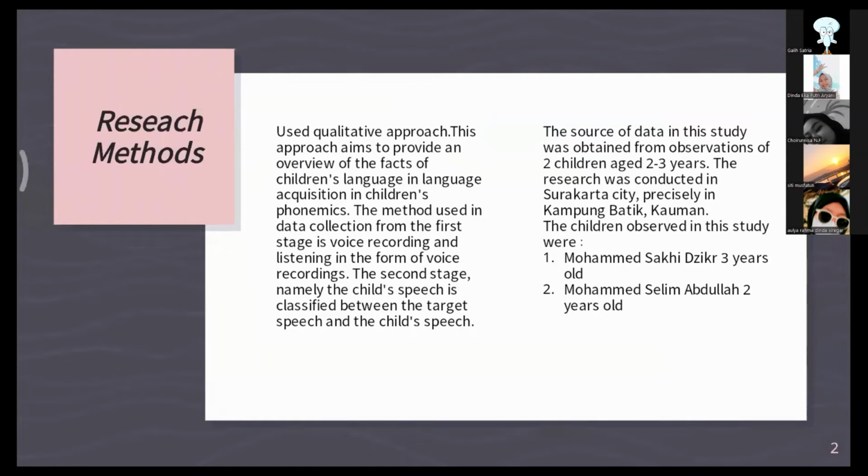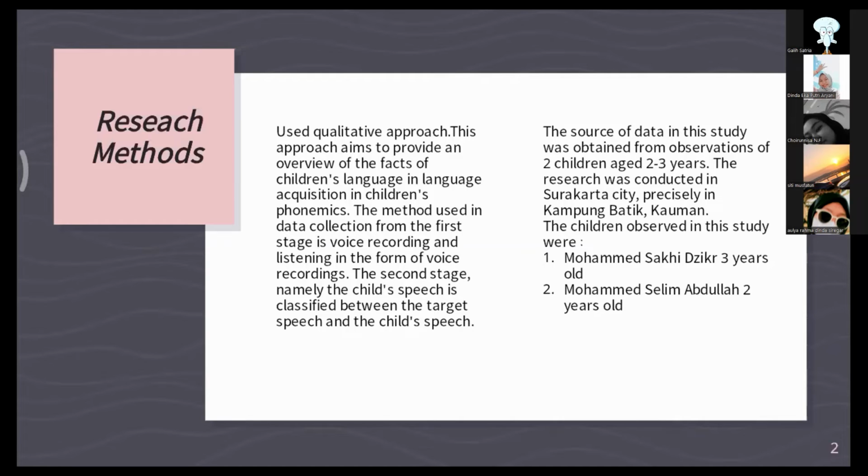Okay, the first one is research methods. In this research, I use a qualitative approach. This approach aims to provide an overview of the facts of children's language and language acquisition in children's phonemics. The method used in data collection, in the first stage, is voice recording and listening in the form of voice recordings. And the second stage, namely the child's speech, is classified between the target speech and the child's speech.